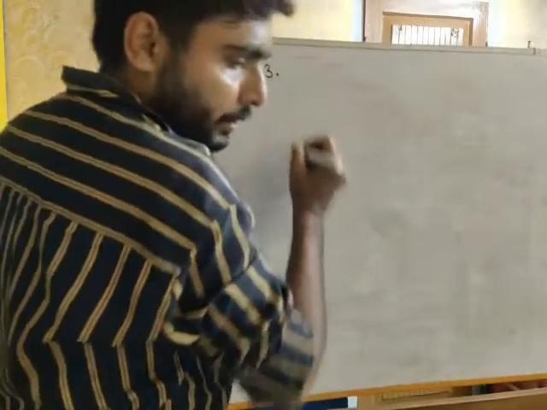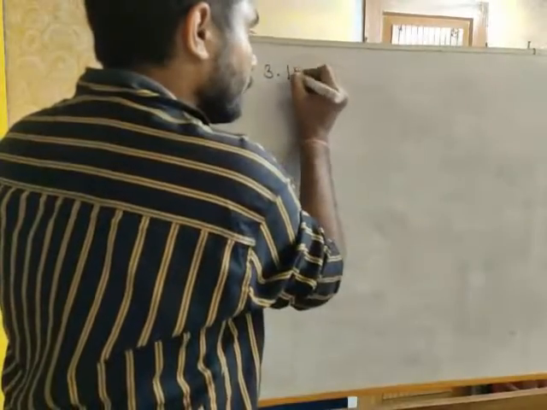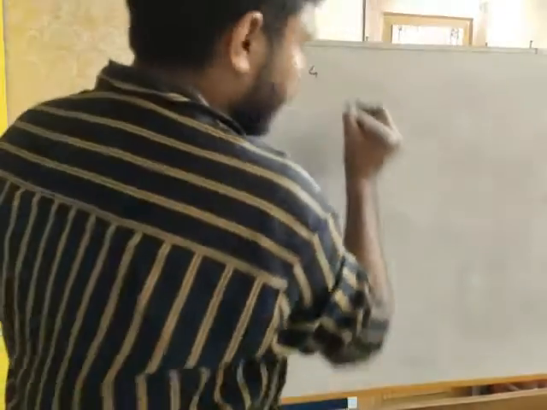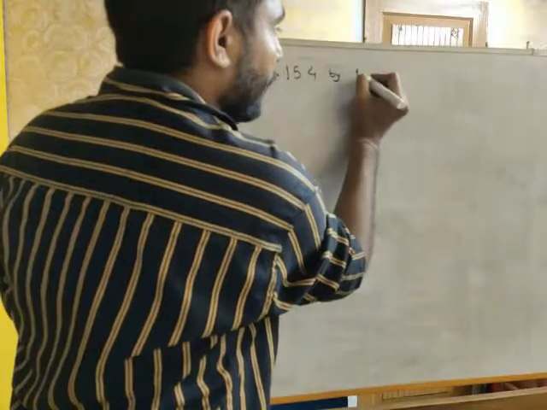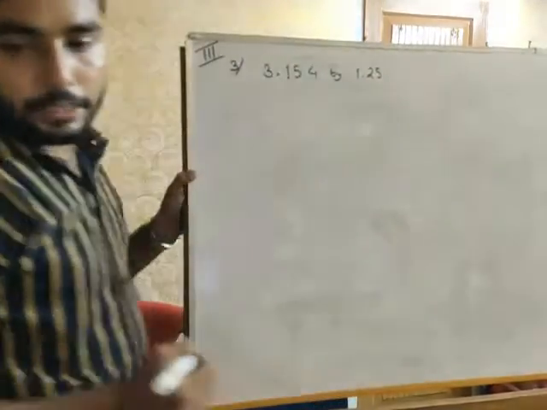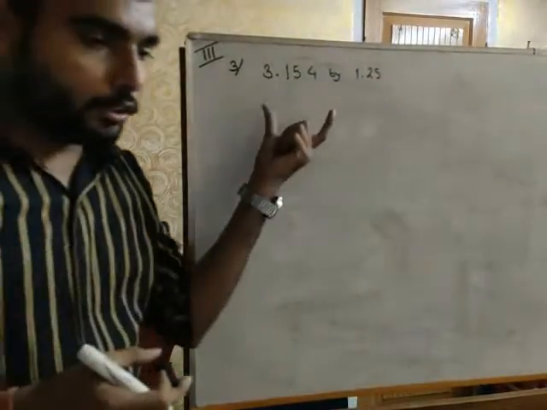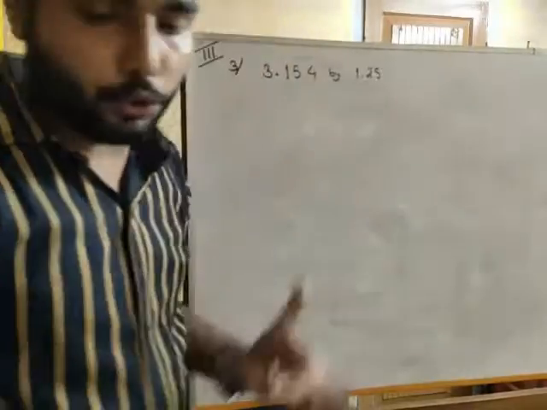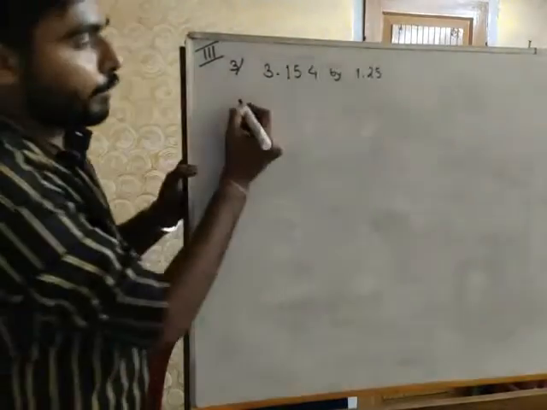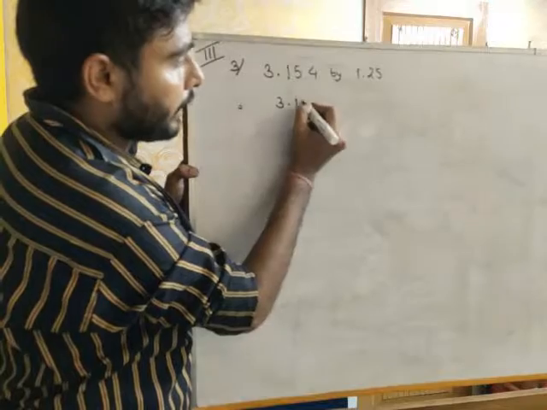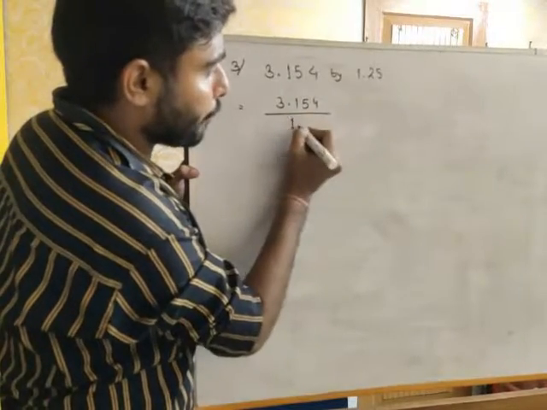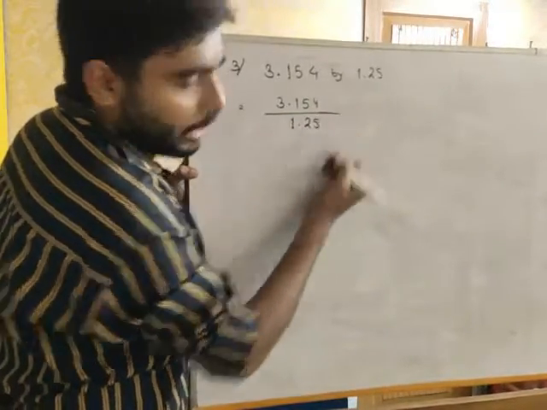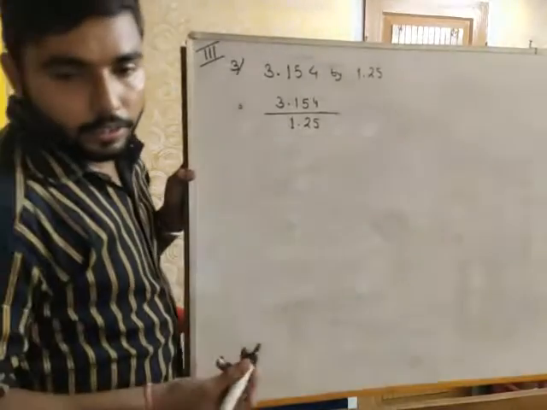It is 3.154 by 1.25. That means you need to divide 3.154 by 1.25. So what we will do, we will write the number in numerator and denominator form. Okay, now you need to see the denominator.